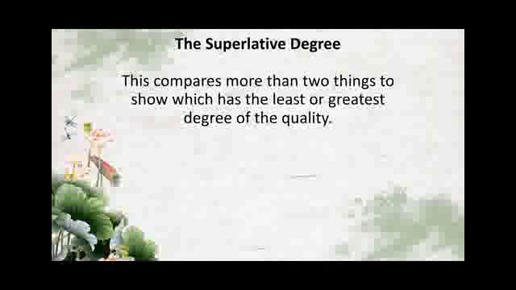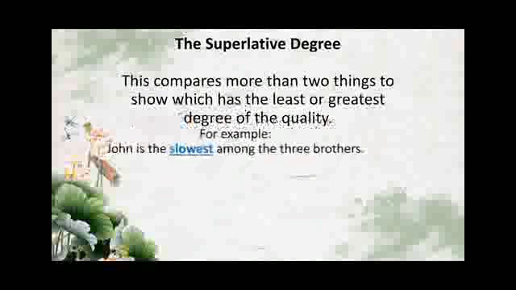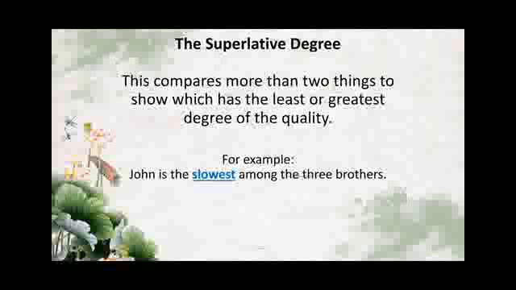Okay, let's look at the third type of degree of comparison, which is superlative comparison. This compares more than two things, okay? Which shows the least or the greatest degree of quality. John is the slowest amongst the 3 boys. You can see there are 3 being compared.